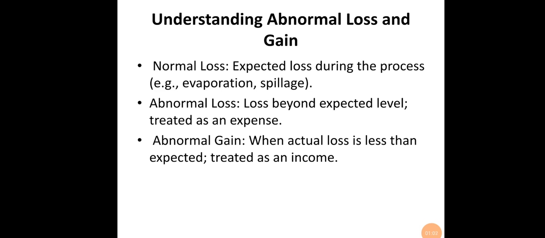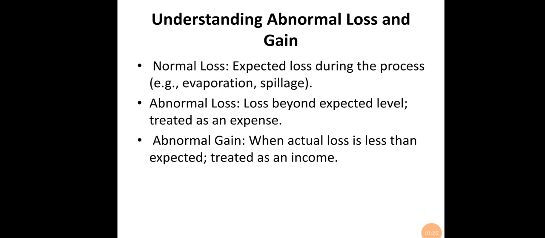Then abnormal loss. Abnormal loss is the loss beyond the expected level. It is treated as an expense. Abnormal loss refers to losses that exceed the normal or expected level of loss during production, processing, or operations. An example would be damage of goods due to an unexpected fire or accident.